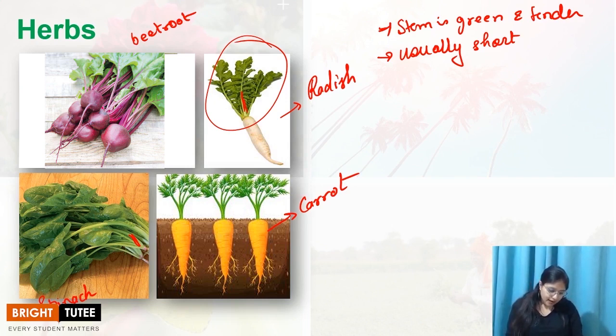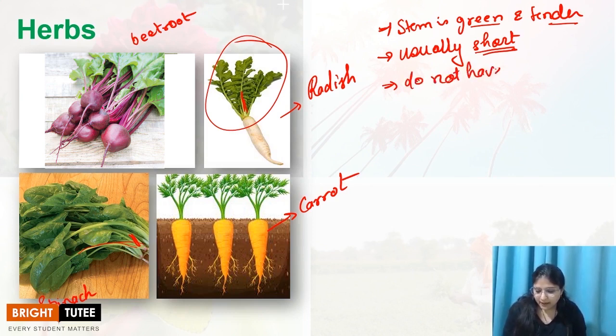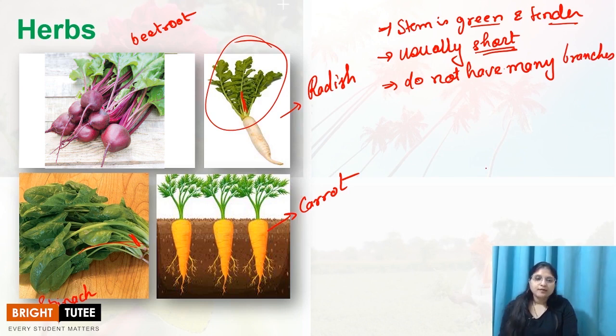These are the leaves, and this is the tender stem that we are talking about, and the stem is green in color. So plants which have a green and tender stem and are usually short and do not have many branches, right? Such kind of plants are called herbs.